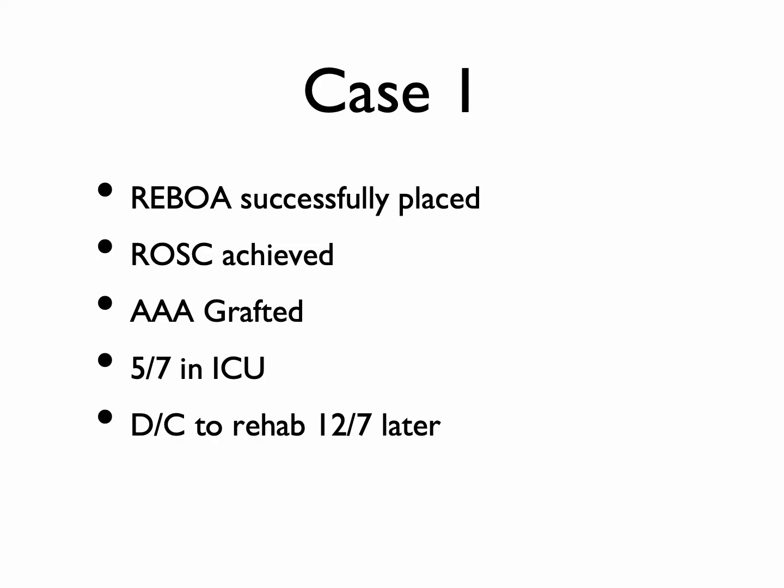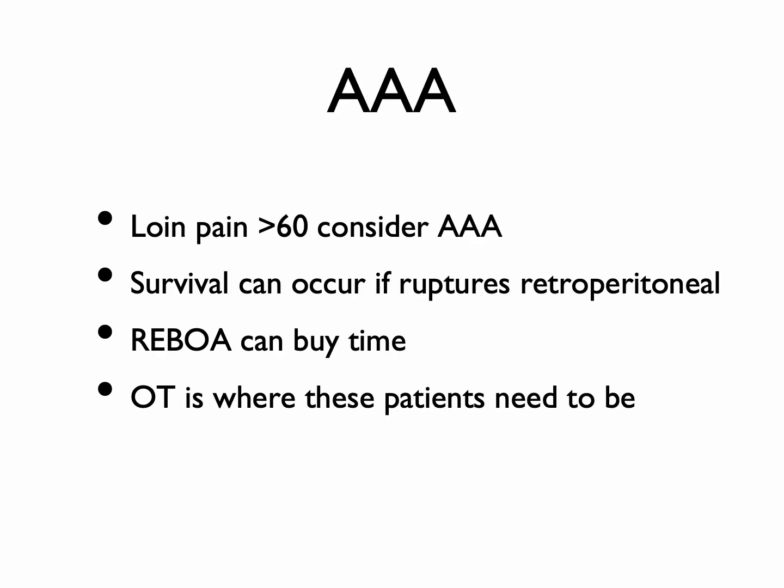So how did this patient do? They successfully were able to place the REBOA through his femoral artery. Following successful placement and giving adequate massive transfusion, they were able to get return of spontaneous circulation. This allowed the vascular surgeons to graft his AAA that was ruptured. He spent 5 days in intensive care being optimised following this, and he was discharged to rehab 12 days later, neurologically intact. So overall, a good, successful outcome.